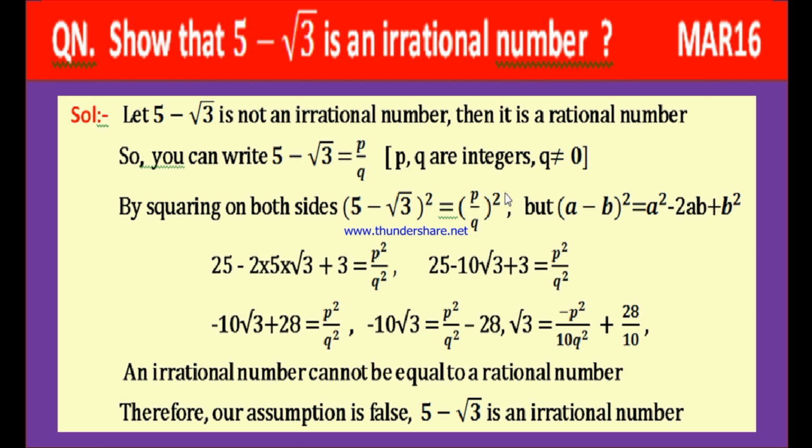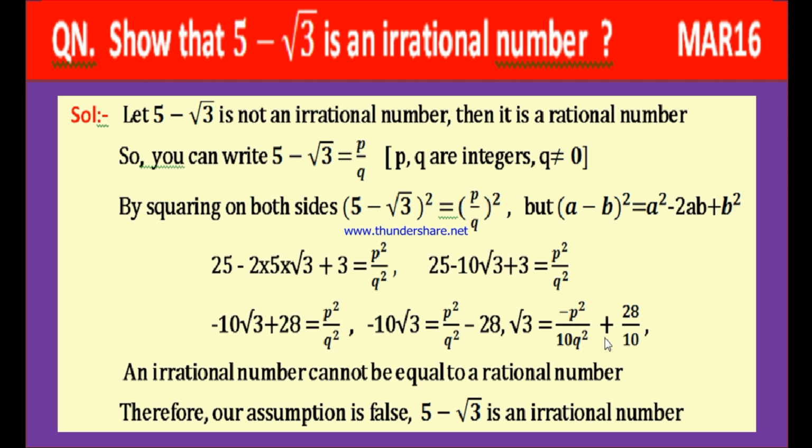This is equal to p by q whole square, which is p square by q square. So 25 minus 2 into 5, which is 10, into root 3, is 10 root 3, plus 3 is equal to p square by q square. Minus 10 root 3, 25 plus 3 is 28, is equal to p square by q square. Or minus 10 root 3 is equal to p square by q square, and on the other side minus 28. Now let us divide both sides by minus 10.